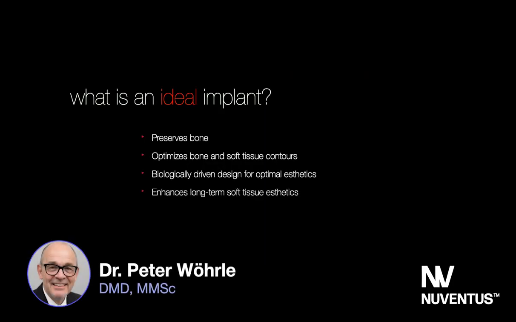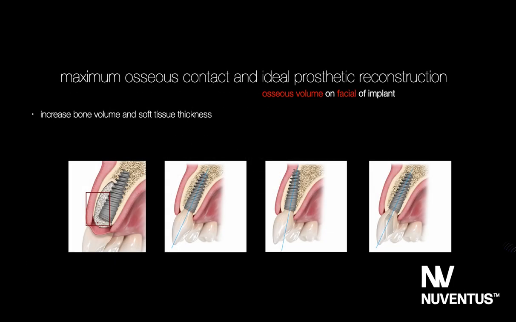So let's look at some design principles on what constitutes an ideal implant. And it's all about preserving bone. So what you try to do is increase the bone volume and soft tissue thickness. That's obvious. We place the implant for maximum bone volume while still being ideally restorable. And then the question is, what are we going to do with the implant designs? Are there any changes that we can do to improve the outcome?